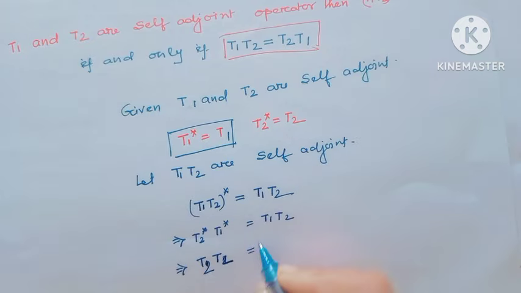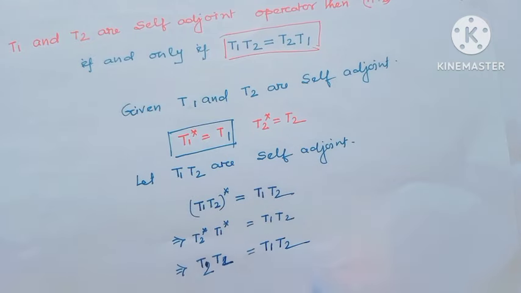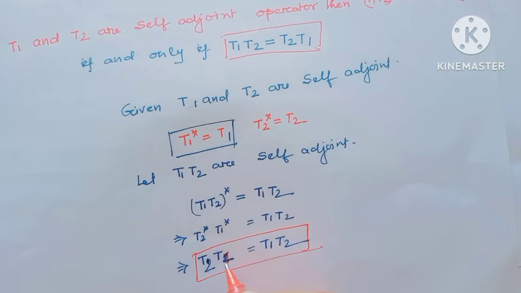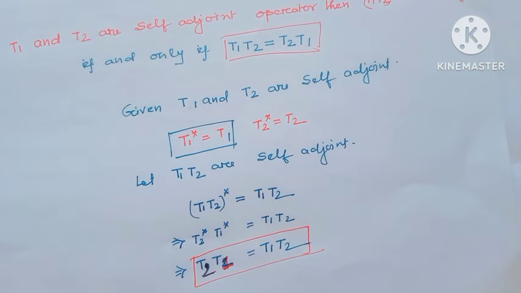Since T1 star equals T1 and T2 star equals T2, this equals T2 T1. Therefore, if T1 T2 is self-adjoint, then T2 T1 equals T1 T2. I hope all my viewers have understood.